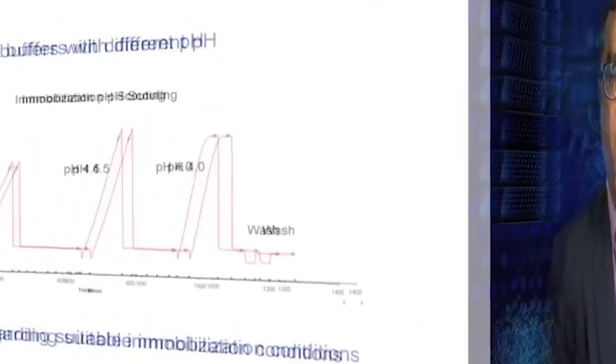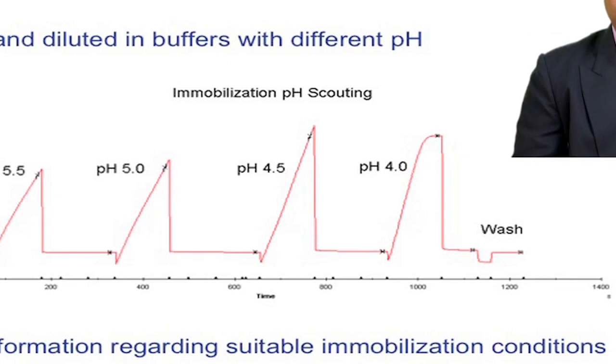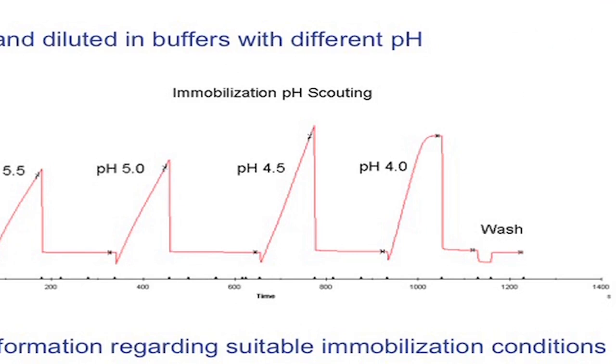Sometimes we are not aware of the PI, because the molecule is new and just recombinantly expressed, and we don't know its isoelectric point. In that case we go for an immobilization pH scouting, in which we dissolve the protein at different pH values, pass it over the surface of the chip, and see what responses come from the molecule. Wherever the pH is good enough for immobilization, we go ahead and immobilize in that range. In most cases, proteins are immobilized in 10 millimolar sodium acetate buffer, pH 4.5. But this is a general assumption.